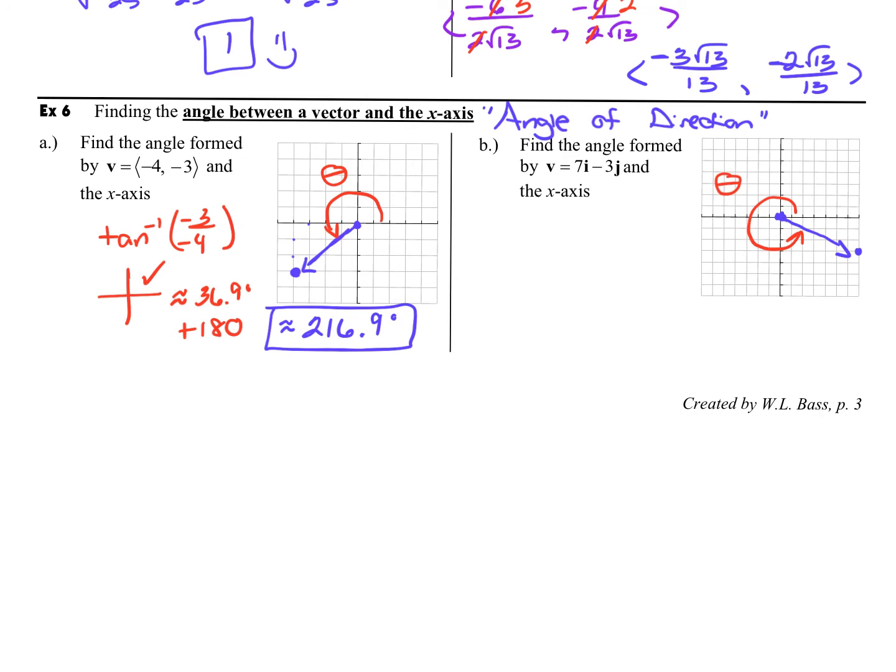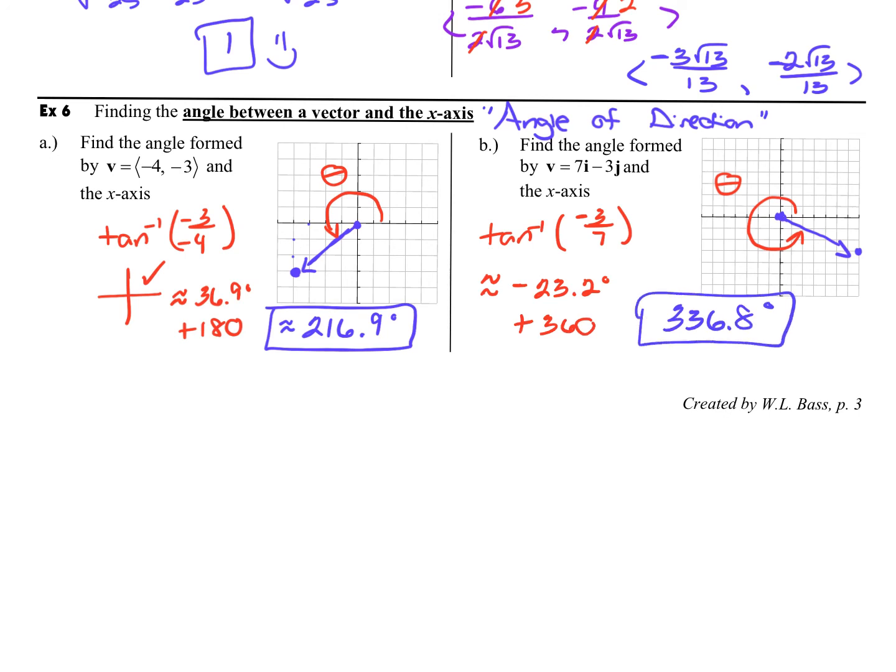So again, we're going to use our inverse tangent. And when we type this in our calculator, again, y over x, so -3 over 7. Our calculator, remember, is programmed with those inverse restrictions. So when we put this in our calculator, it's going to give it to us as -23.2 degrees. But we want this nice positive rotation here. So we are going to add 360 this time to get that positive coterminal angle, and that's going to give us 336.8 degrees. Okay, so you've got to be really comfortable with moving those things.